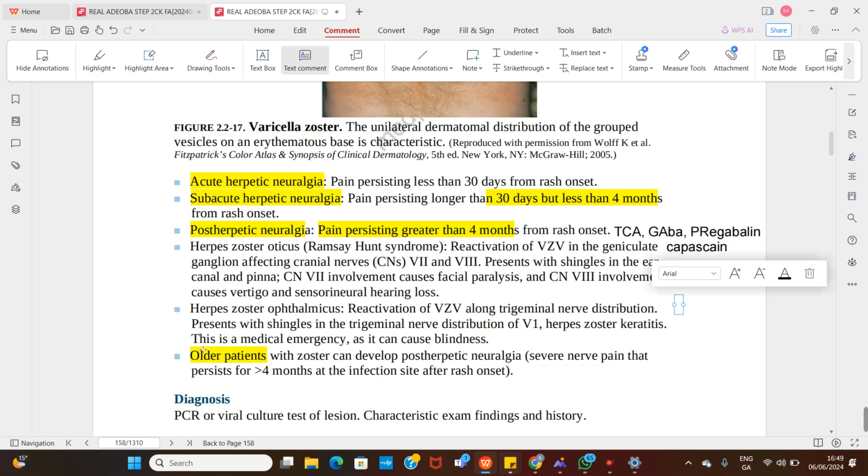So one thing I must mention is that older people have a very high risk of developing post-herpetic neuralgia. In fact, that's the commonest risk factor for post-herpetic neuralgia. Never forget that. That is when the pain persists for more than 4 months at the infection site. So you have to read the question well and look at the duration to know what you are dealing with. If it's more than 4 months after the onset of the rash, that is a case of post-herpetic neuralgia, and you can give any of these: your TCA, your gabapentin, or your capsaicin.